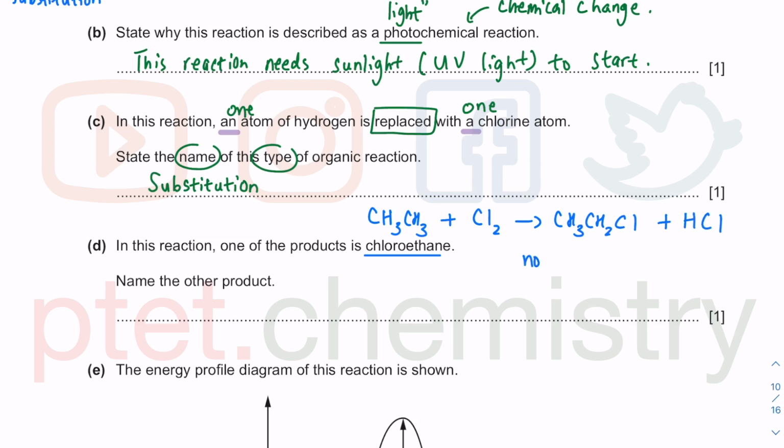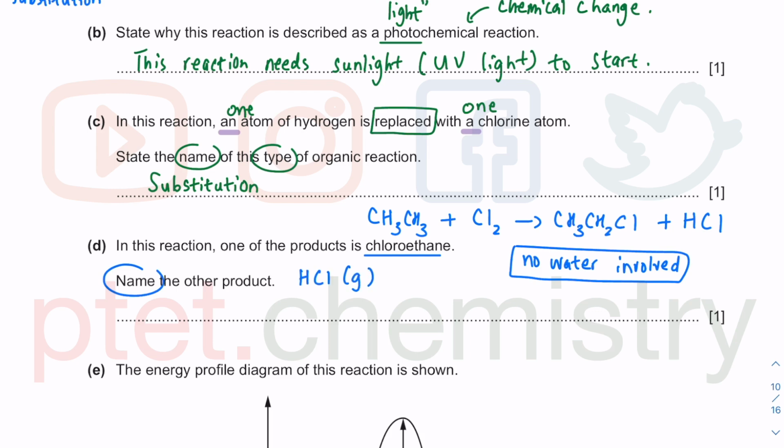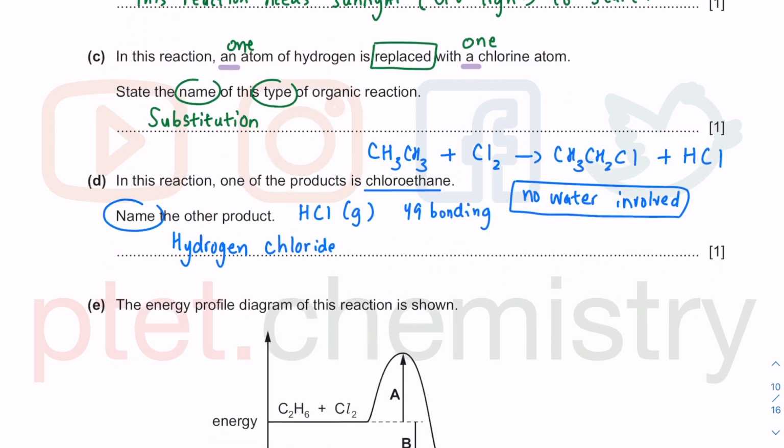There is no water involved in this reaction. Therefore, you can never get hydrochloric acid. Name the other product, that is your HCl, but this is HCl as a gas. It's not hydrochloric acid because there is no water. This is stated in the Year 9 bonding topic as part of the vocabulary, hydrogen chloride.